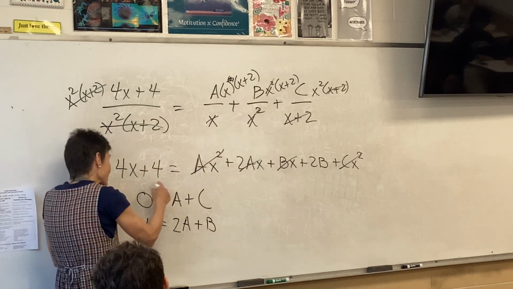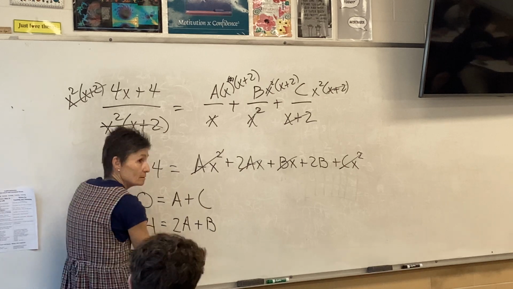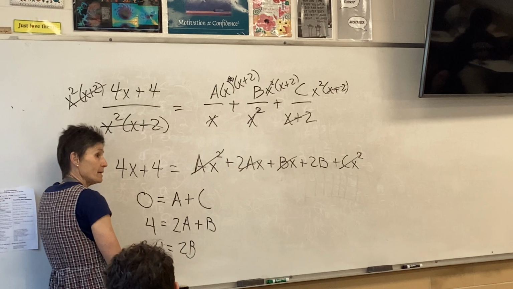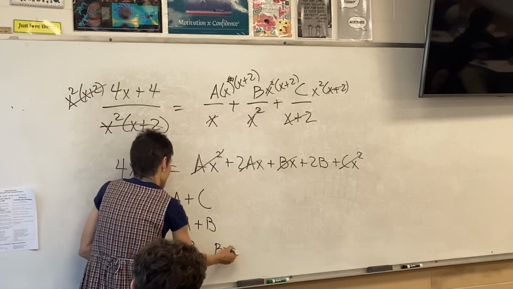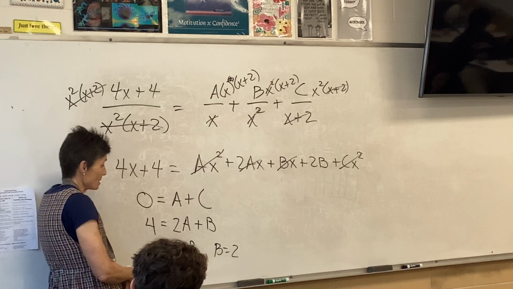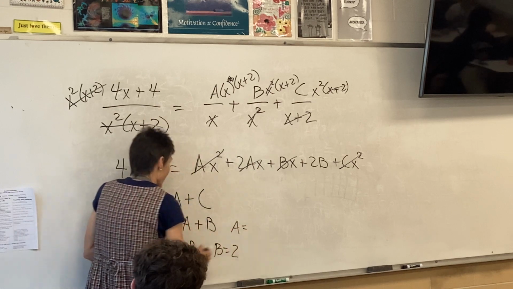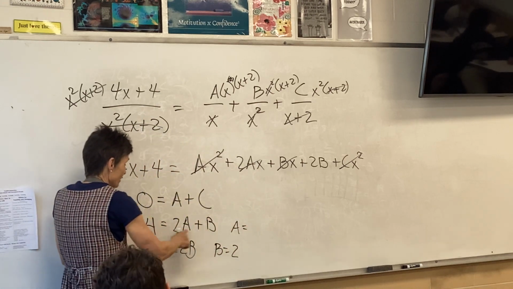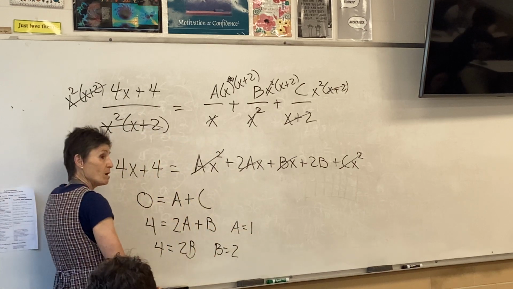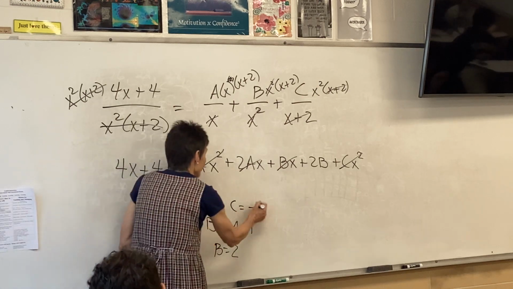And then that 4 has to equal 2b, which means b is 2. And if b is 2, then it looks like a is going to have to be, put a 2 in there, so it's going to have to be 1. And if a is 1, then it looks like c is going to have to be -1.